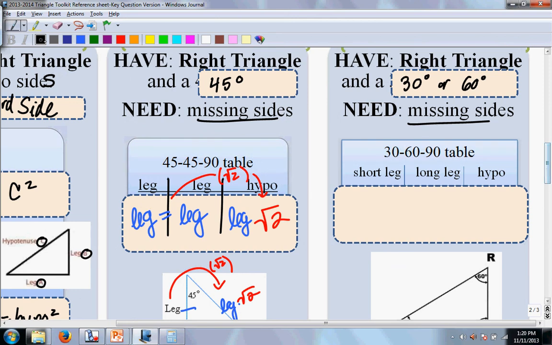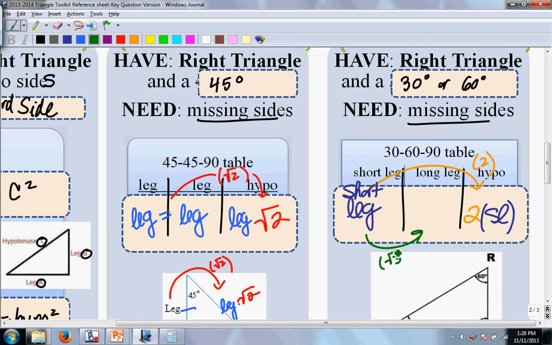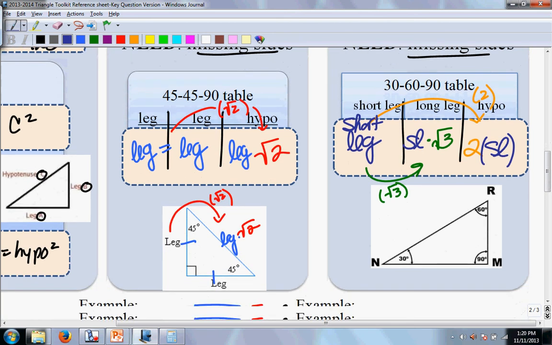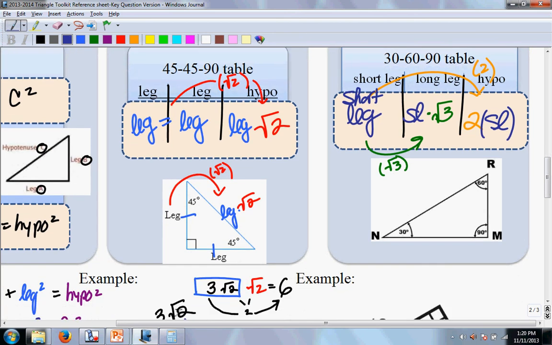In a 30, 60, 90 triangle, the table looks like this. You must have this memorized. Whatever the leg is, to get to the hypo, you simply times by 2. So the hypo is 2 times the short leg. That's why I use SL for the short leg. The long leg is whatever the short leg is times the square root of 3. You must have this memorized.